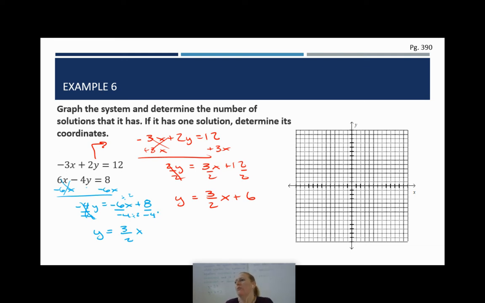8 divided by -4, I believe that gives me -2, right? I'm having a moment. But there we go. That's going to be way easier to graph. It's going to be way better to graph.